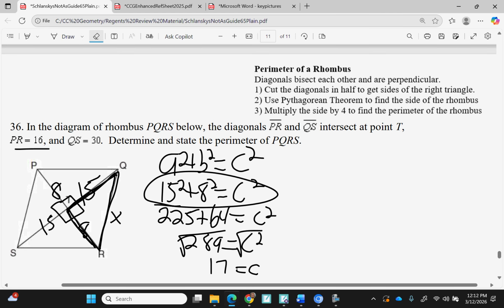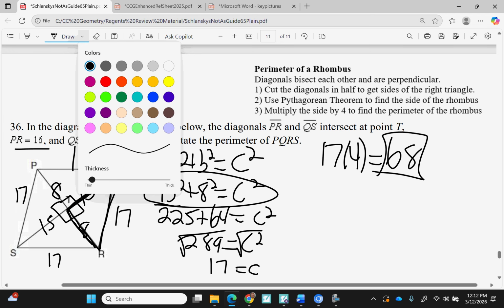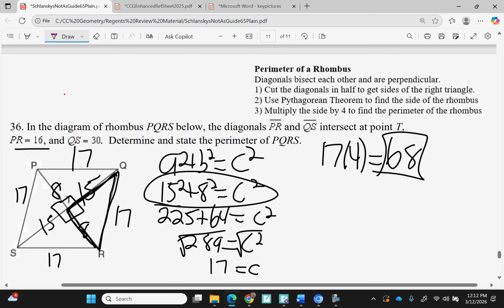So now that I have that this is 17, because a rhombus has all sides the same, they're all 17. So for the perimeter, I'm doing 17 times 4. Use the calculator if you need to. The perimeter is 68.